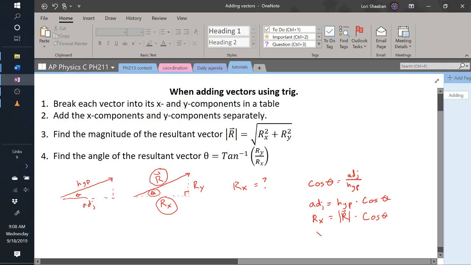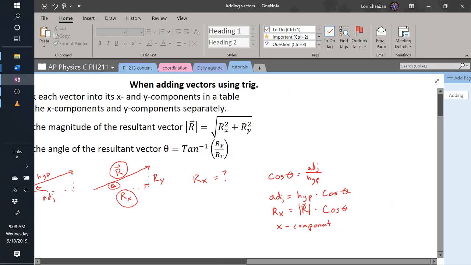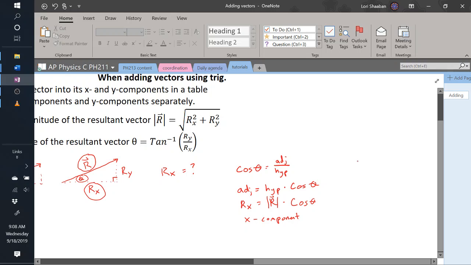So the x component is going to be the vector times the cosine of the angle. Likewise, the sine of the angle is opposite over hypotenuse, and we can find the opposite side by multiplying the hypotenuse on both sides, times the sine of the angle. So we get the opposite is the y component, the magnitude of the vector times the sine of the angle.